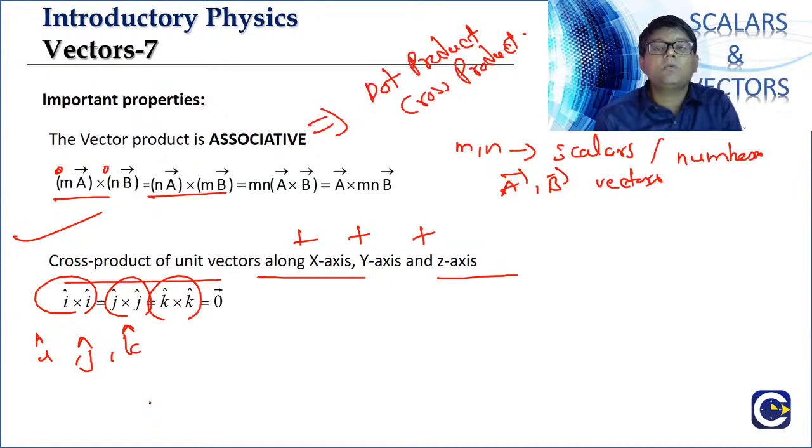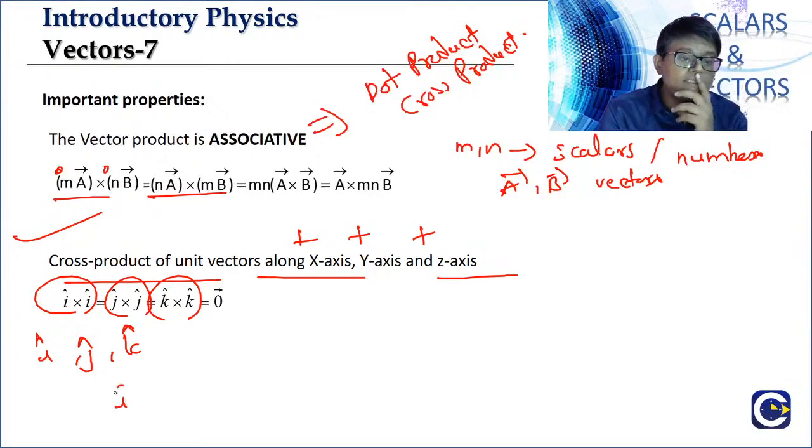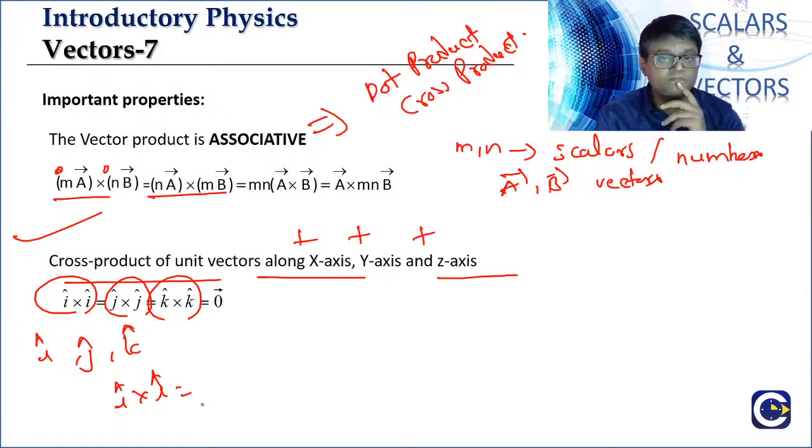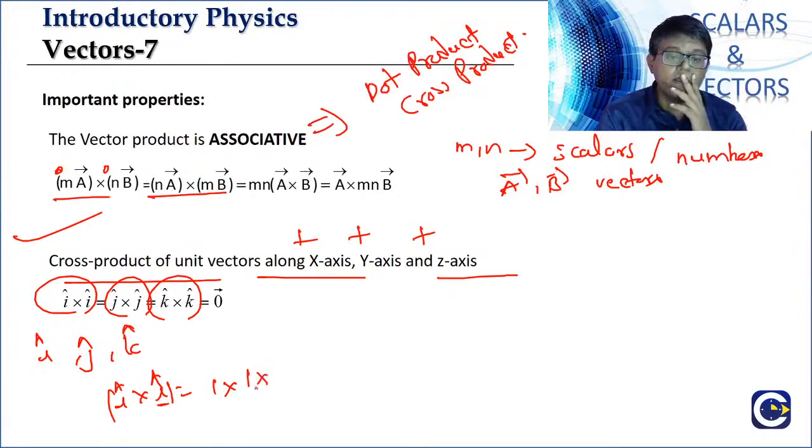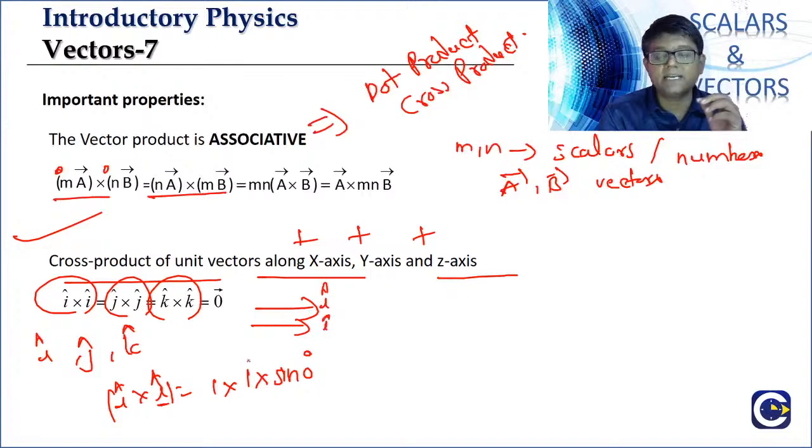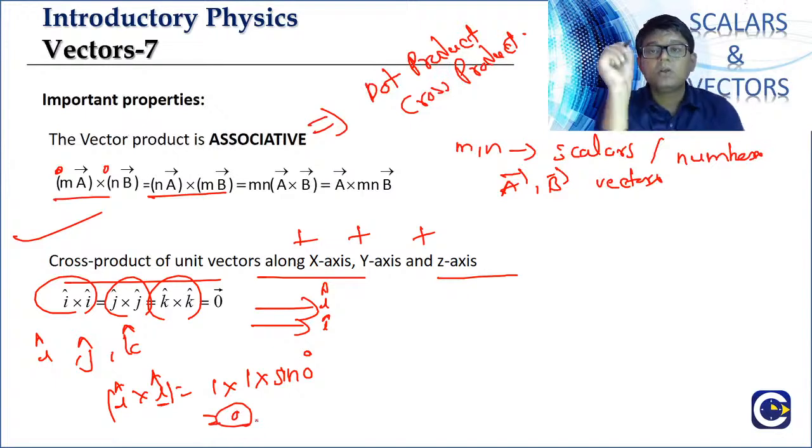k cross k will be 0. Why? Think about it. What is the magnitude of i cross i? You tell me. What does i cap mean? Unit vector. Then i magnitude times i magnitude times sine 0, because i cap and i cap are in the same direction, right? The angle between them will be 0. Sine 0 is what? 0. So i cross i will be equal to what?